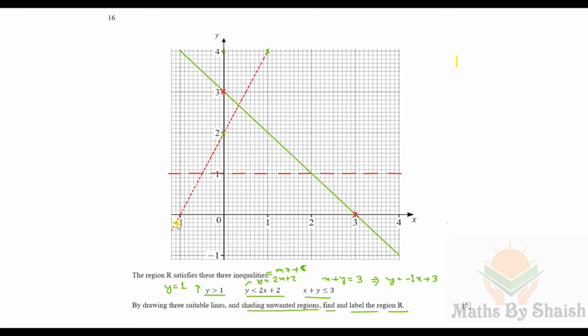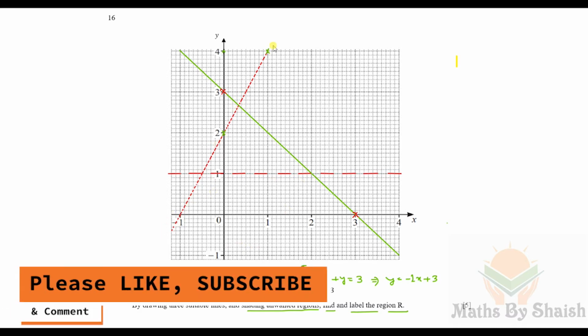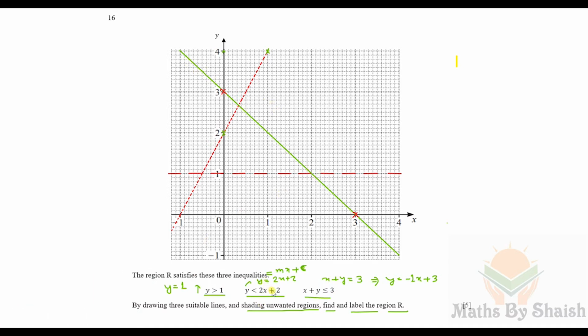y equals 1, and since there is no equality, that's why I draw a dashed line. Next, again there is no equality, so the line y equals 2x plus 2 is also dashed, and the last one includes the equality, that's why this is a solid line. Now we will shade the unwanted region. y greater than 1 means from this line going up is the region, but we need to shade the unwanted region, so we will shade this portion.